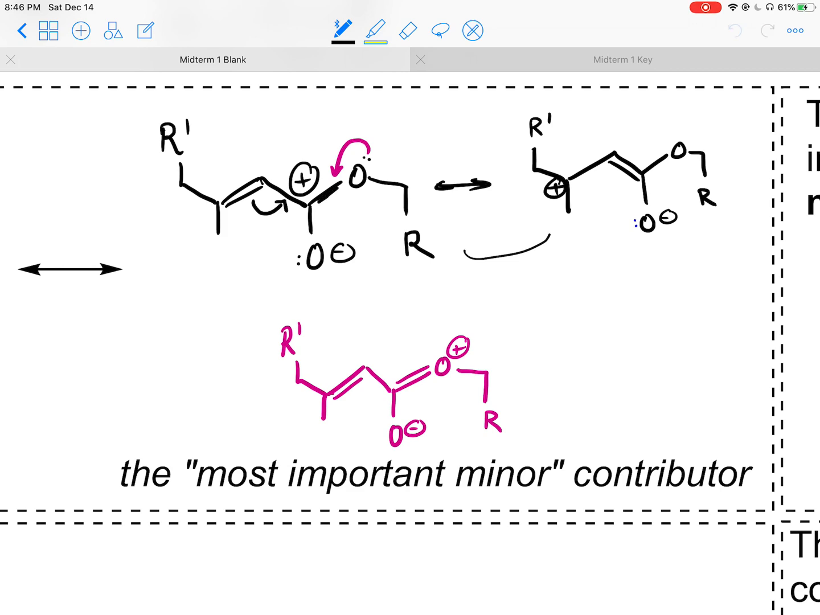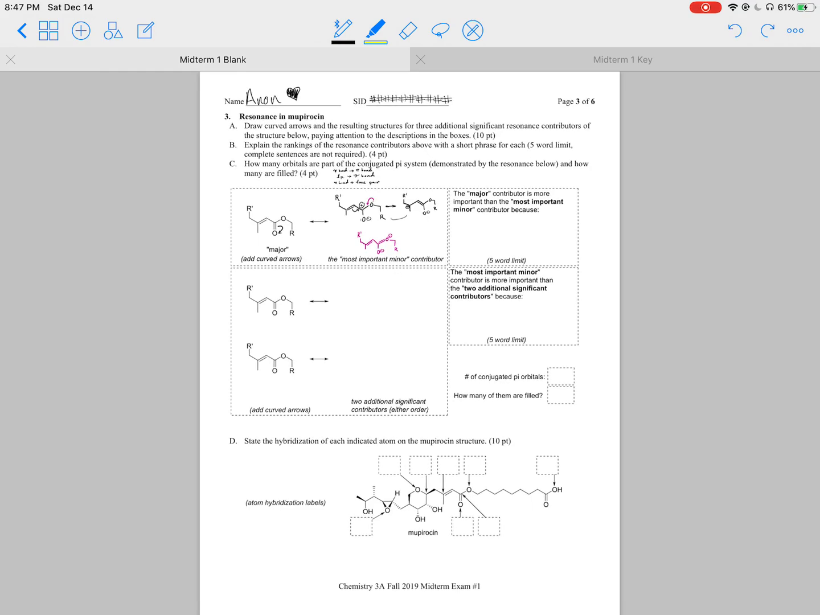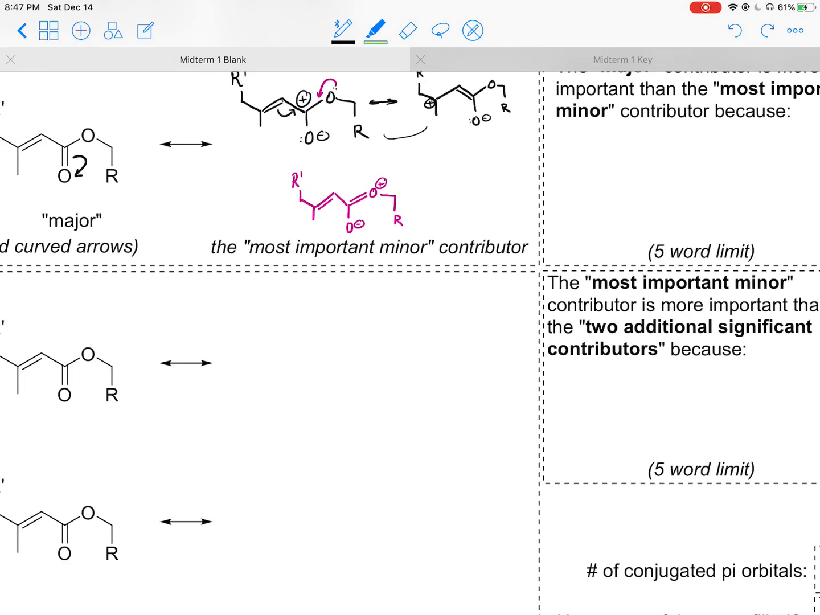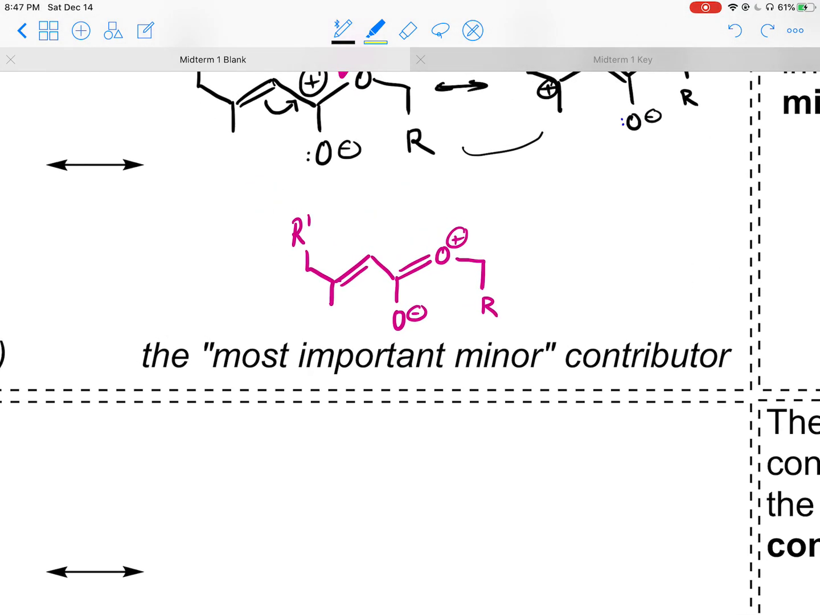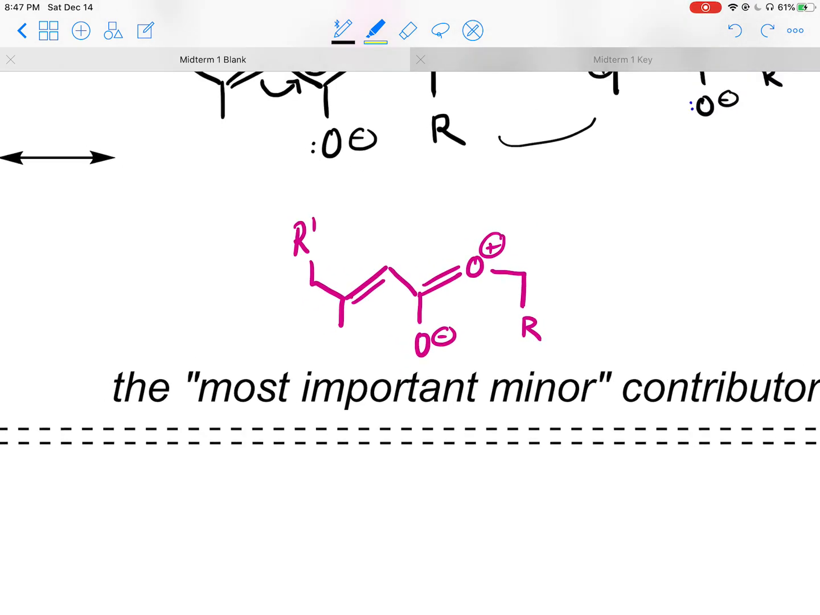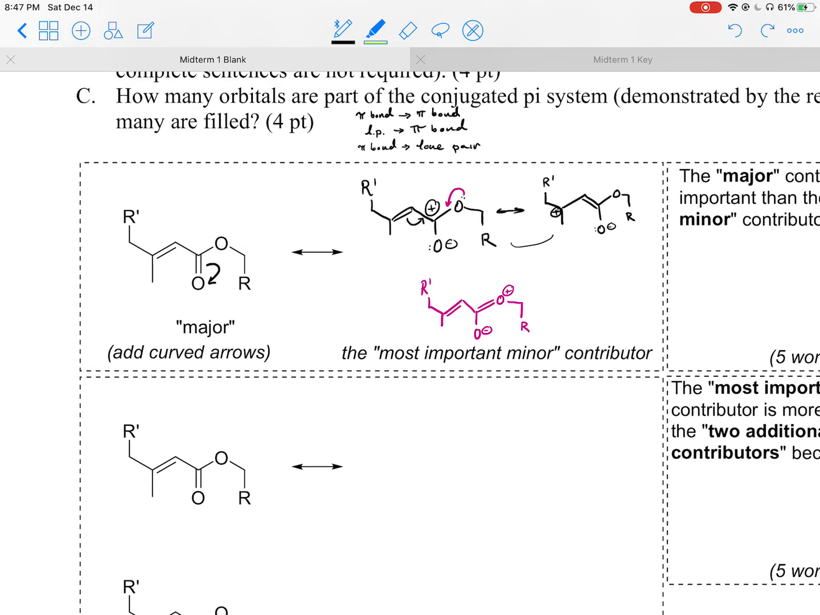It only has, let's see, it only has this one and this one and this one. There's 2 electrons in each of those sigma bonds, and it has no lone pairs, so it has a non-full octet, and a full octet would have 8 electrons. And so this pink one, even though it has a plus charge on the oxygen, it's going to be the most important minor contributor. That's a mouthful to say.